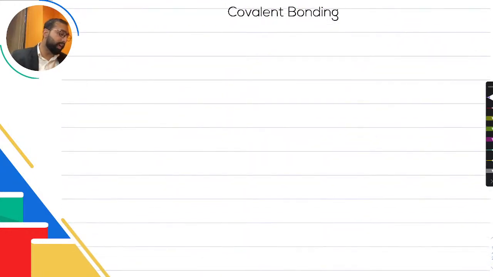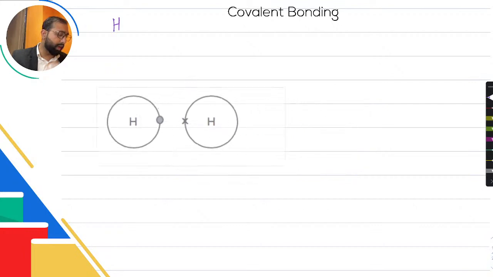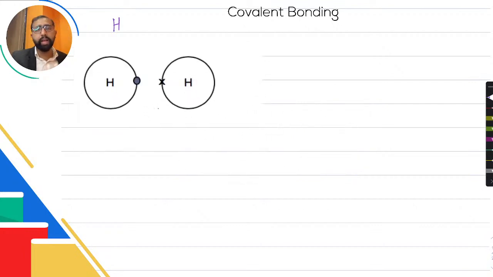Okay, so let's start with hydrogen. Hydrogen is basically a hydrogen atom that has simply one electron in the structure. So what it does is that one hydrogen atom shares electrons with the other hydrogen atom. So these are two hydrogen atoms. Now each of them has one electron in the last shell. In fact, they just have one electron, so that is technically the last shell.